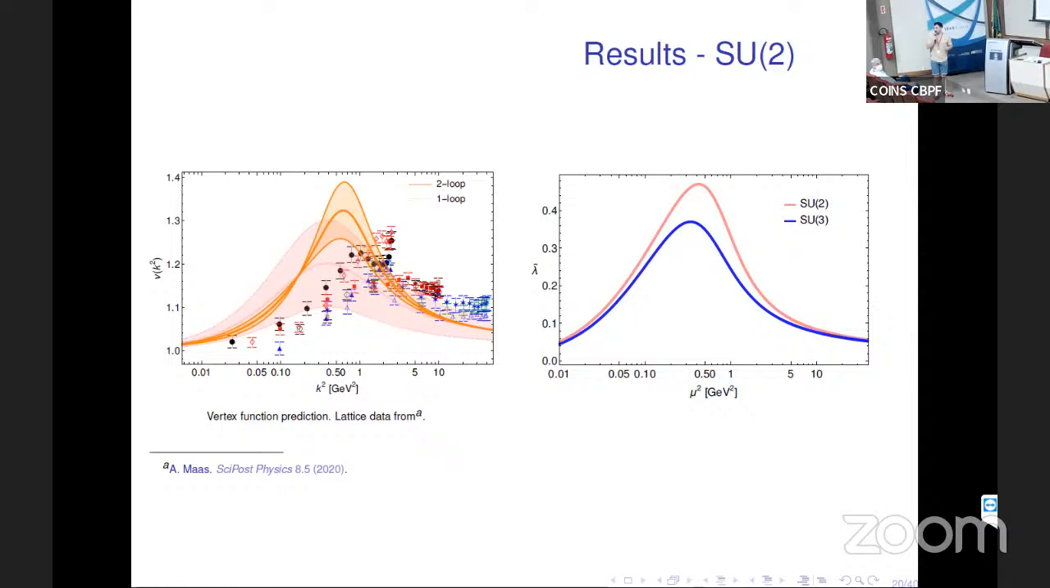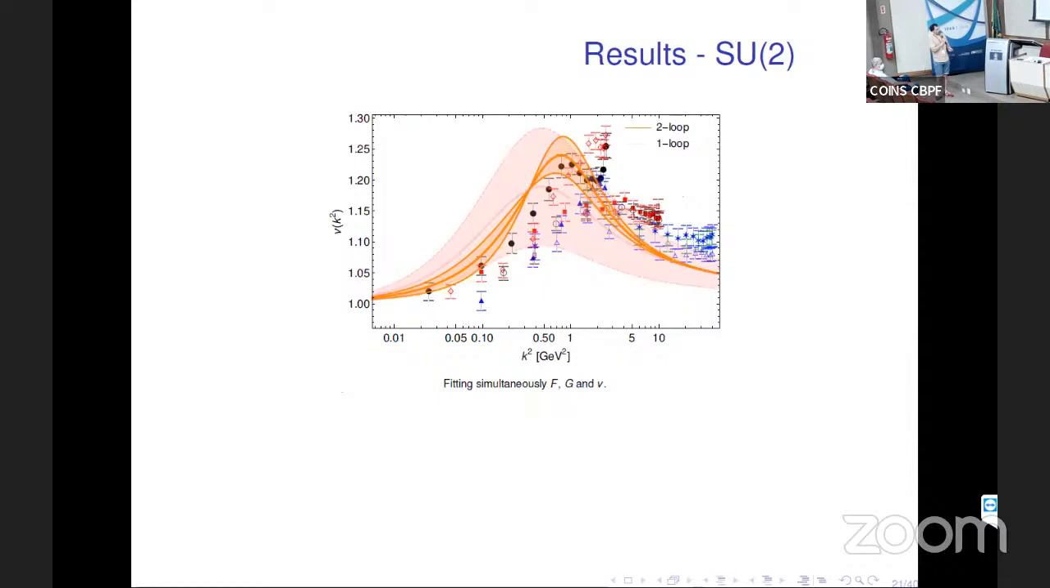Here in SU3, you can see the running in blue, and SU2 is here in pink. And as you can see, it's larger. So it is expected that perturbation theory works worse, right? So how can we fix this?